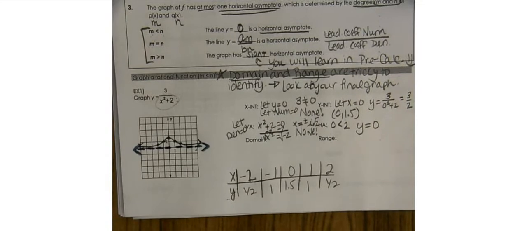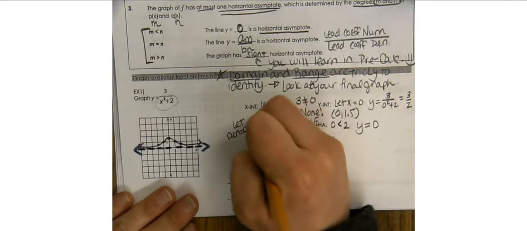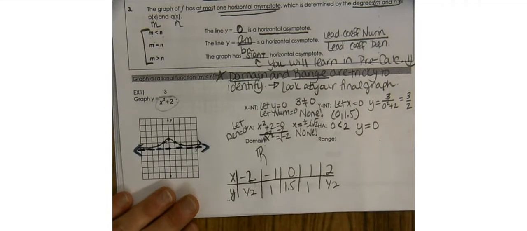Now we're going to identify our domain and range. Notice that there's no gaps. There's nothing preventing our graph from going to the left or going to the right. There's no vertical asymptotes, and when you notice that there is no vertical asymptote, that means your domain is not restricted. So our domain is going to be all real numbers. X can be any number. We've got a solid line pointing to the left and pointing to the right.